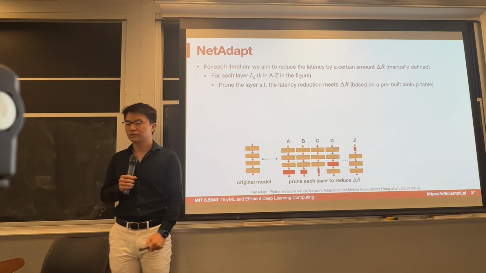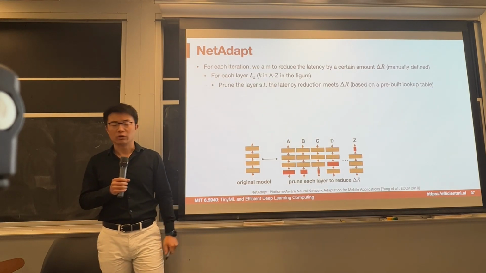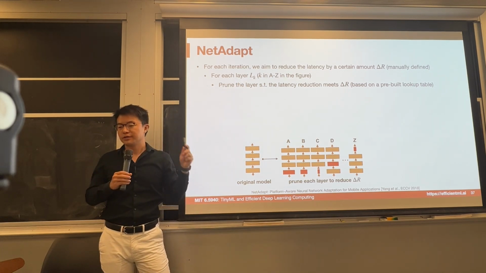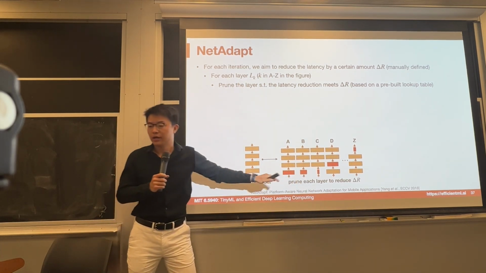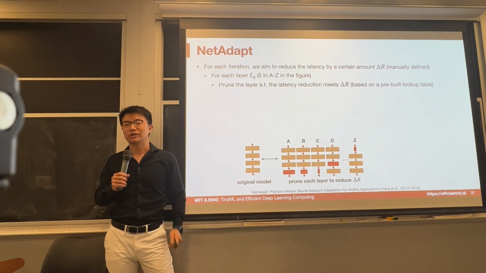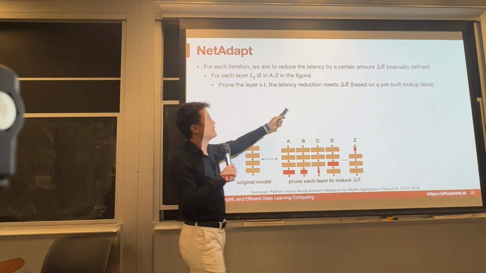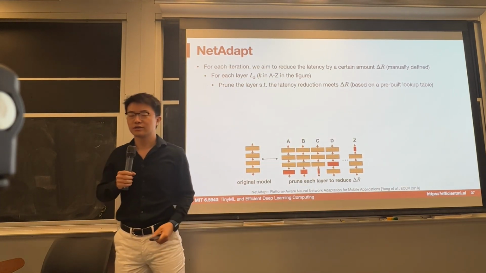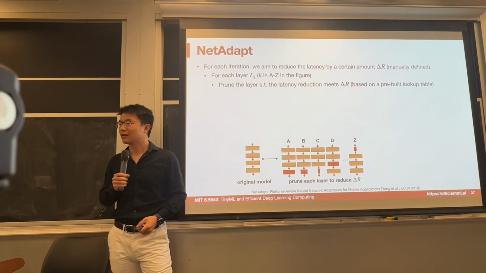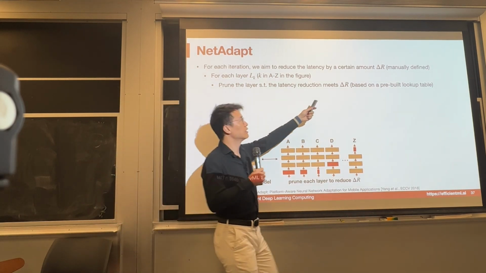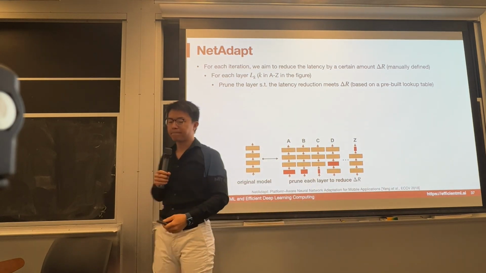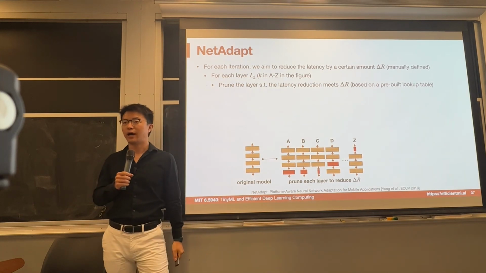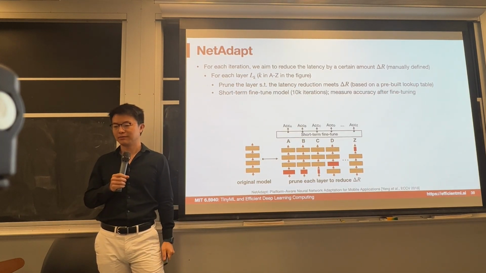Starting with the original model, again, this is an iterative approach, okay? And we want to prune this layer, for example the first layer, such that the latency reduction of the total neural network meets a target. Okay, we can pre-specify, like originally it runs 10 milliseconds. Now I want to run 9 milliseconds. So delta R is 1 millisecond. Okay. For example, after we prune this amount, I reached the target latency.